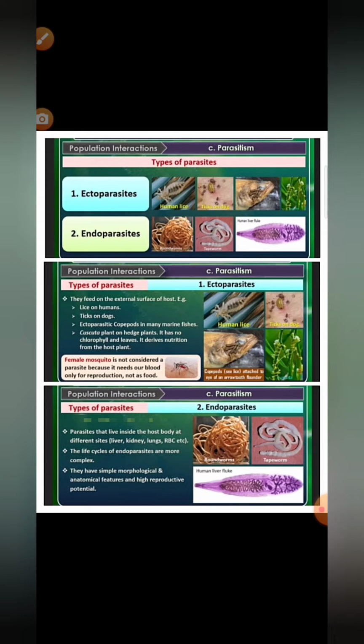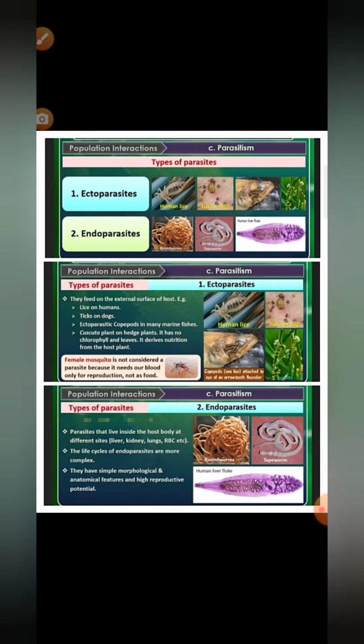Ectoparasites are the parasites which feed on the external surface of the host organism for food and shelter, like lice on humans, ticks on goats, copepods, Cuscuta. These are examples of ectoparasites. And endoparasites are the parasites which live inside the body of the host at different sites, like the liver, kidney, or lungs, for food and shelter, like tapeworm, liver fluke, Plasmodium. These can be examples of endoparasites. So many examples you can give, just remember 2 or 3 examples from each.